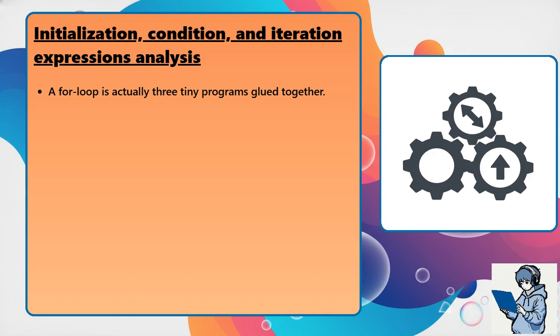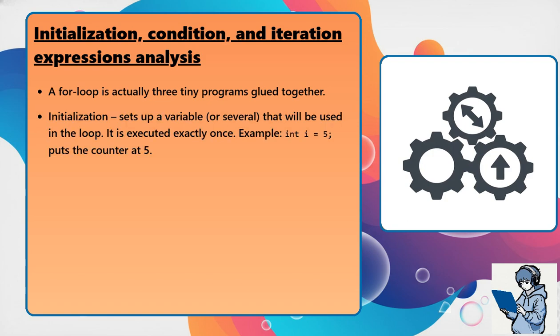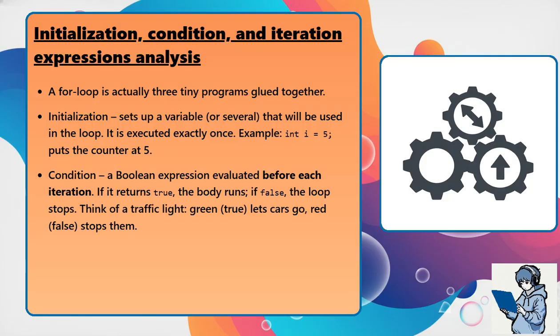A for loop is actually 3 tiny programs glued together. Initialization sets up a variable or several that will be used in the loop. It is executed exactly once. Example, int i = 5 puts the counter at 5. Condition, a Boolean expression evaluated before each iteration. If it returns true, the body runs. If false, the loop stops.